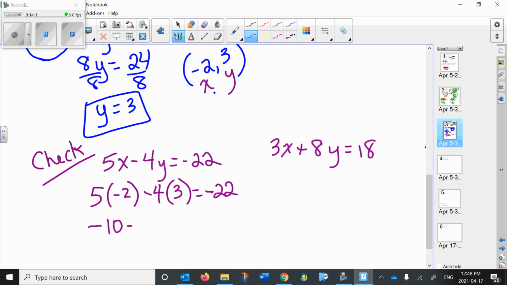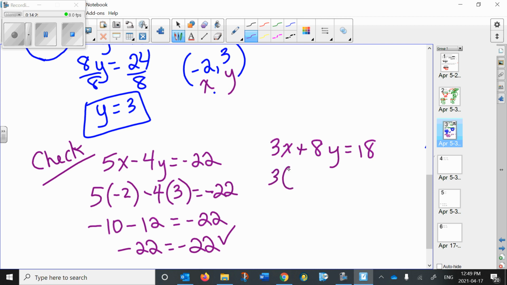4 times 3 is going to give me -12. And I get -22. And what is -10 minus 12? Well, that's -22 equals -22. So that one is correct. Then we're going to check it with the other one too, just to make sure.